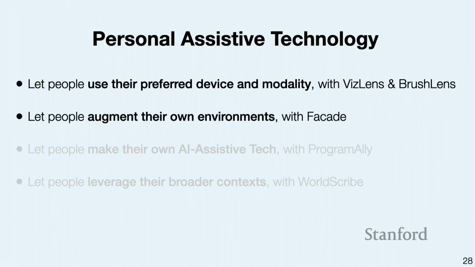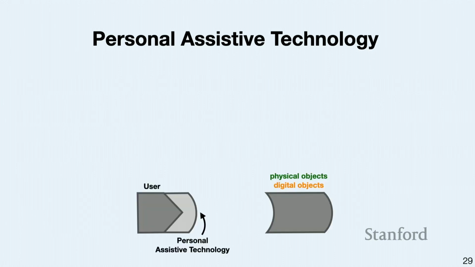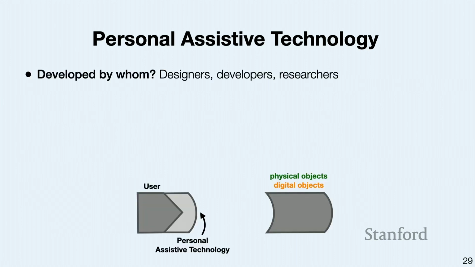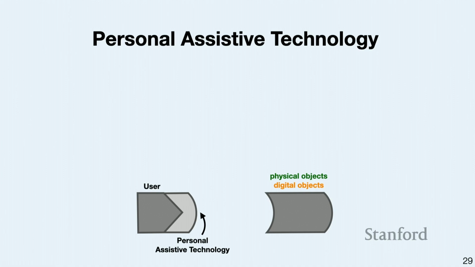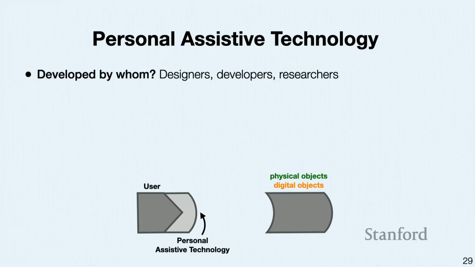Okay, so let's move on. I've just shown you a few examples of how we empower people with disabilities to access physical information using their preferred device and modality. Next, I want to ask you, these assistive technologies, who developed them? Who designed them? Apple, Google, companies, and maybe individual researchers and product teams, right? So they are developed by designers, developers, and researchers.